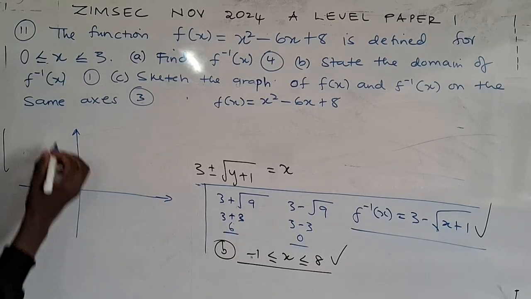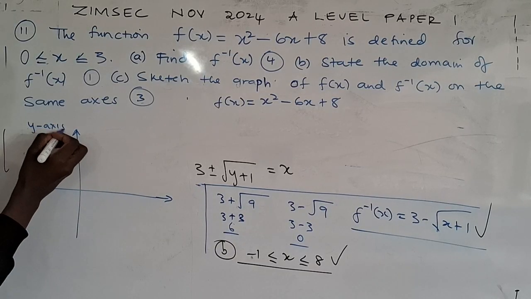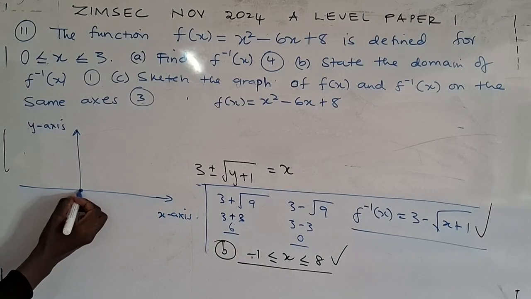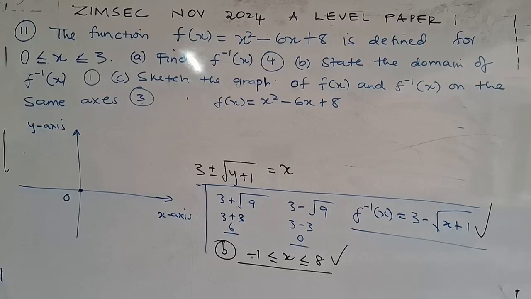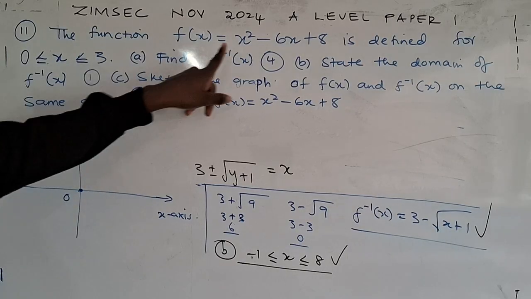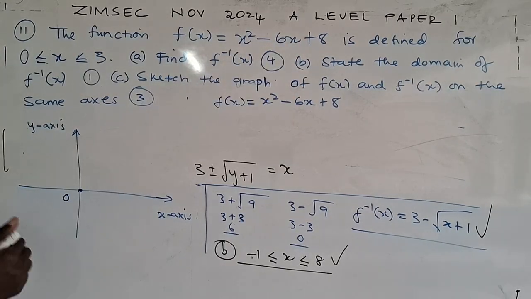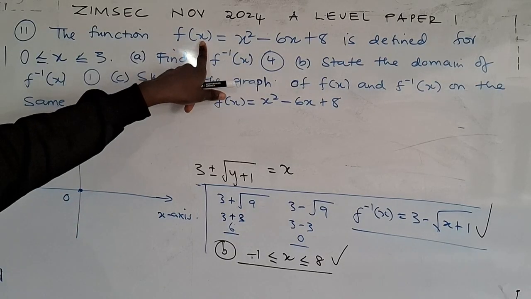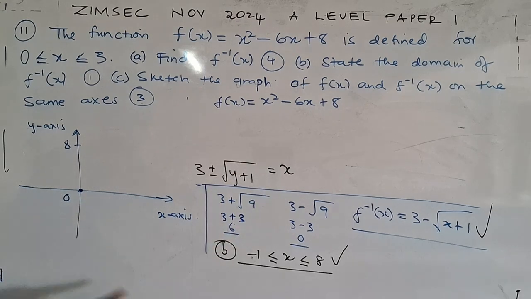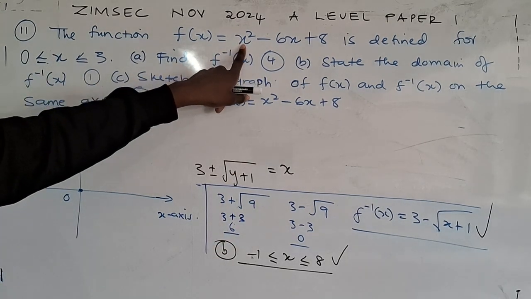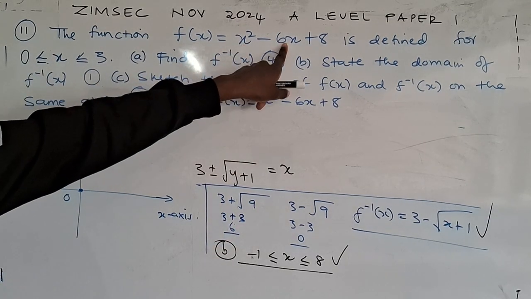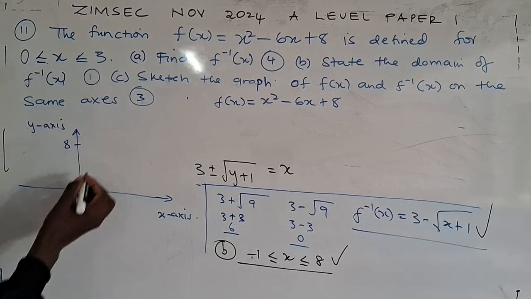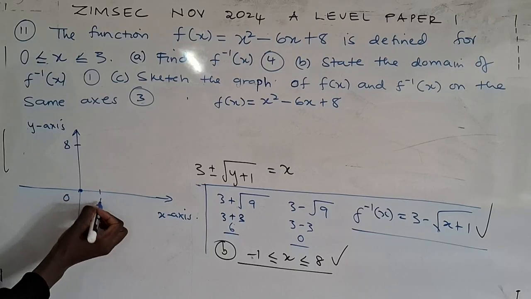This is the y-axis, this is the x-axis, and this is 0. If x is 0, the answer is 8, so I put 8 here. If x is 1, it is 1 minus 6 plus 8, and the answer is 3.